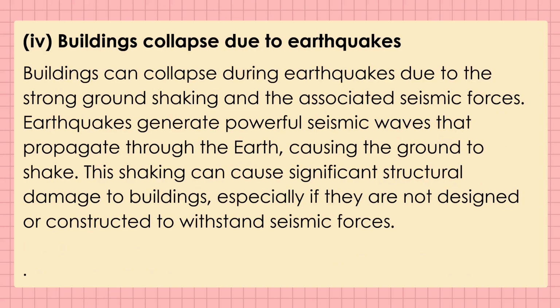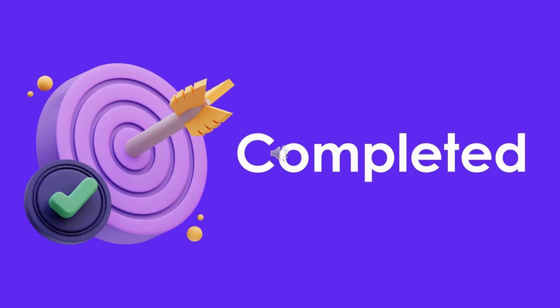Why do buildings collapse due to earthquakes? Buildings can collapse during earthquakes due to the strong ground shaking and the associated seismic forces. Earthquakes generate powerful seismic waves that propagate through the Earth, causing the ground to shake. This shaking can cause significant structural damage to buildings, especially if they are not designed or constructed to withstand seismic forces. This completes the question answer section of Class 7, Chapter 3 Geography.